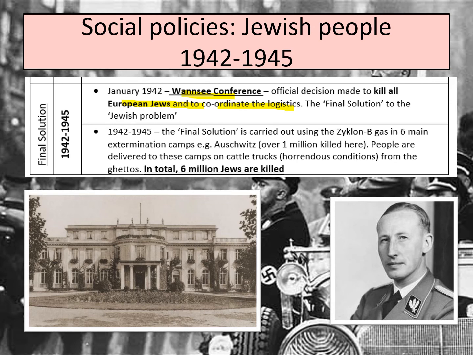They're going to do this through purpose-built extermination camps, places that you might have heard of before like Auschwitz, and over 1 million people are killed on that site alone. As a result of this terrible policy of the final solution, 6 million Jewish people have been killed by the Nazis by 1945.